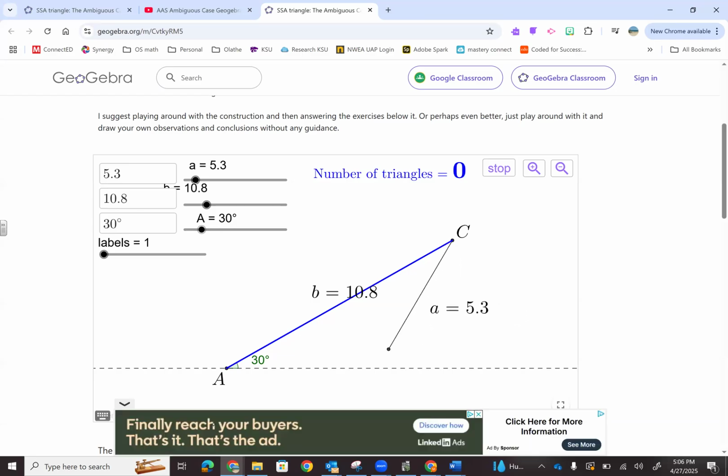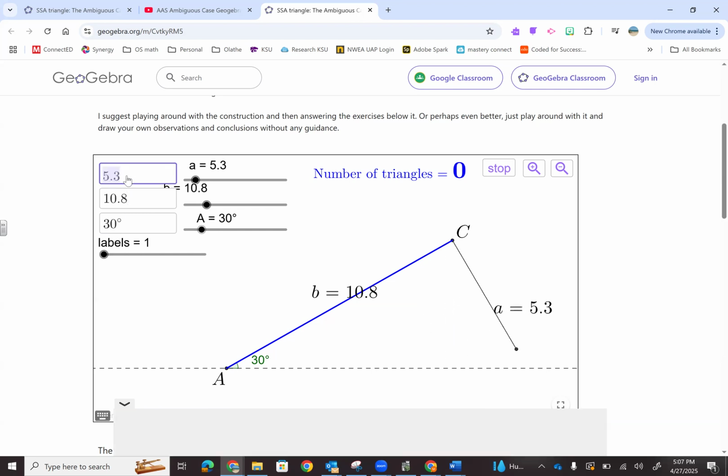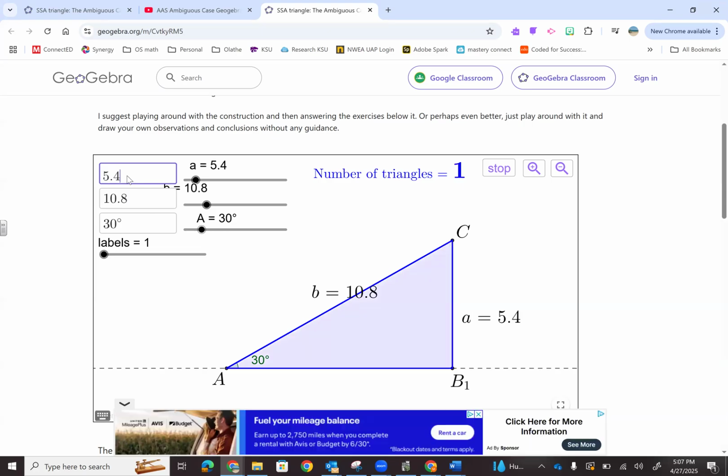Okay, so we said it could be too short, and how that would manifest itself when you're trying to solve the law of sines is you get an error for that angle because there's no triangle that can be formed. The length of the side across from the given angle is too short to actually connect and form any triangle. Now, if I increase the length of the side that's across from A, if I make this like 5.4, it may just form one triangle.